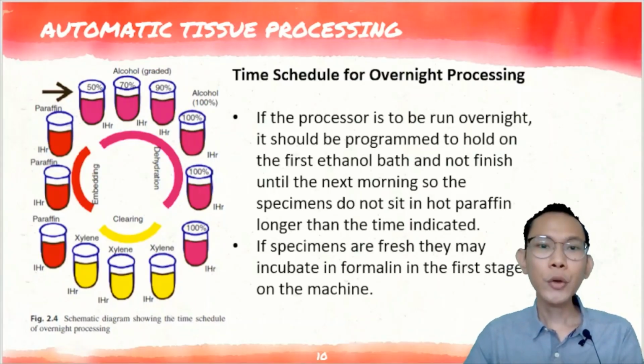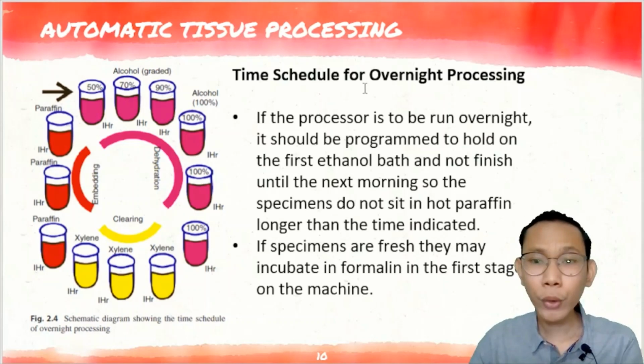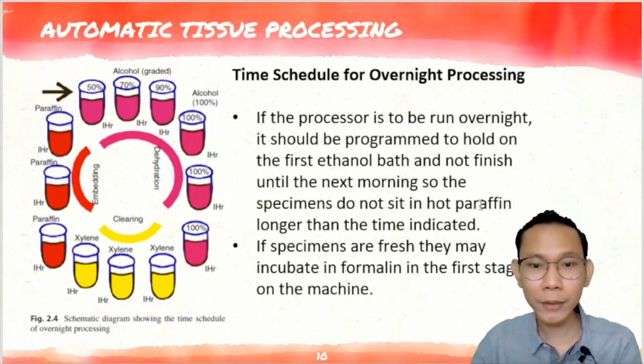So, the time schedule for overnight processing. So remember, if the processor is to run overnight, it should be programmed to hold on to the first ethanol bath and not finished until the next morning so that specimens do not sit in the hot paraffin longer than the time indicated. If the specimens are fresh, they may incubate in formalin in the first stage on the machine.